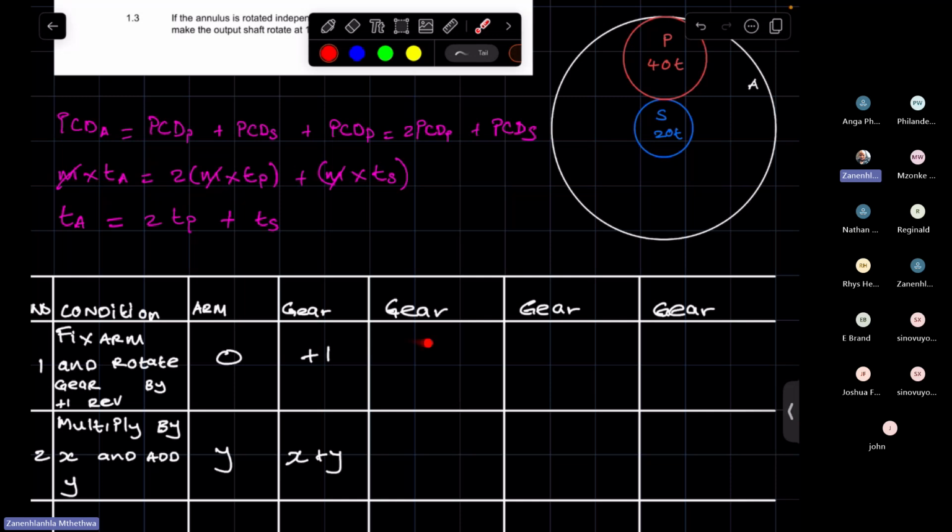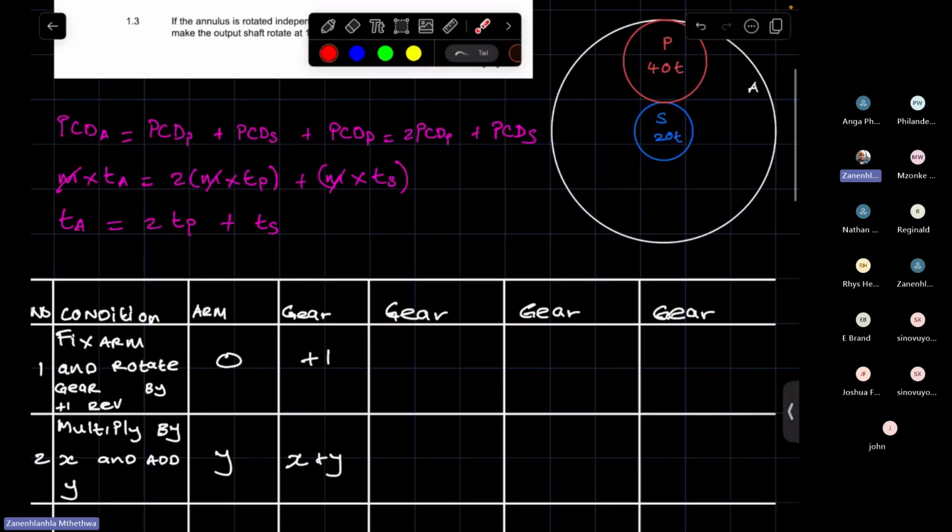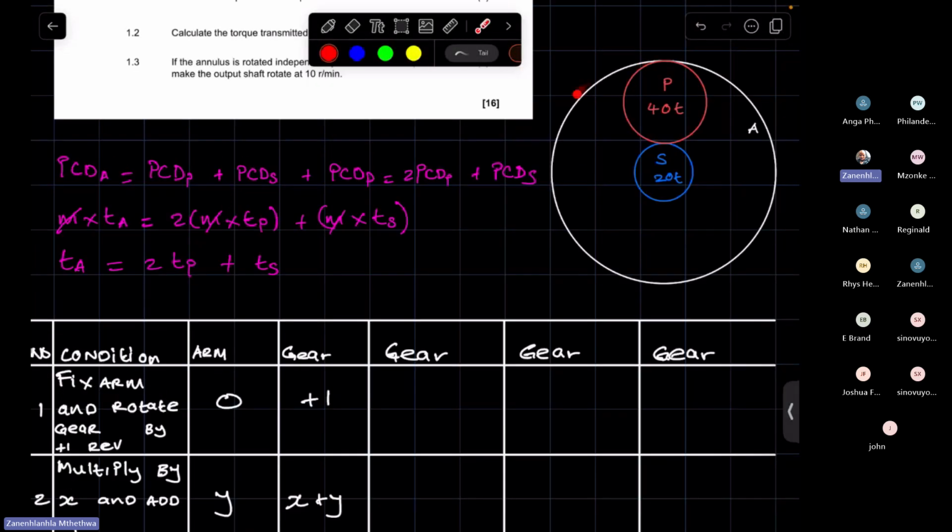Now, the columns that follow after the annulus are based on how the gears are meshing. So I have a column on the annulus. I then look at which gear meshes with the annulus. It is the planetary gear, so I have a column of the planetary gear. Then I look at which gear meshes with the planetary gear. It's the sun gear. Hence, I'll have the sun gear on this side.